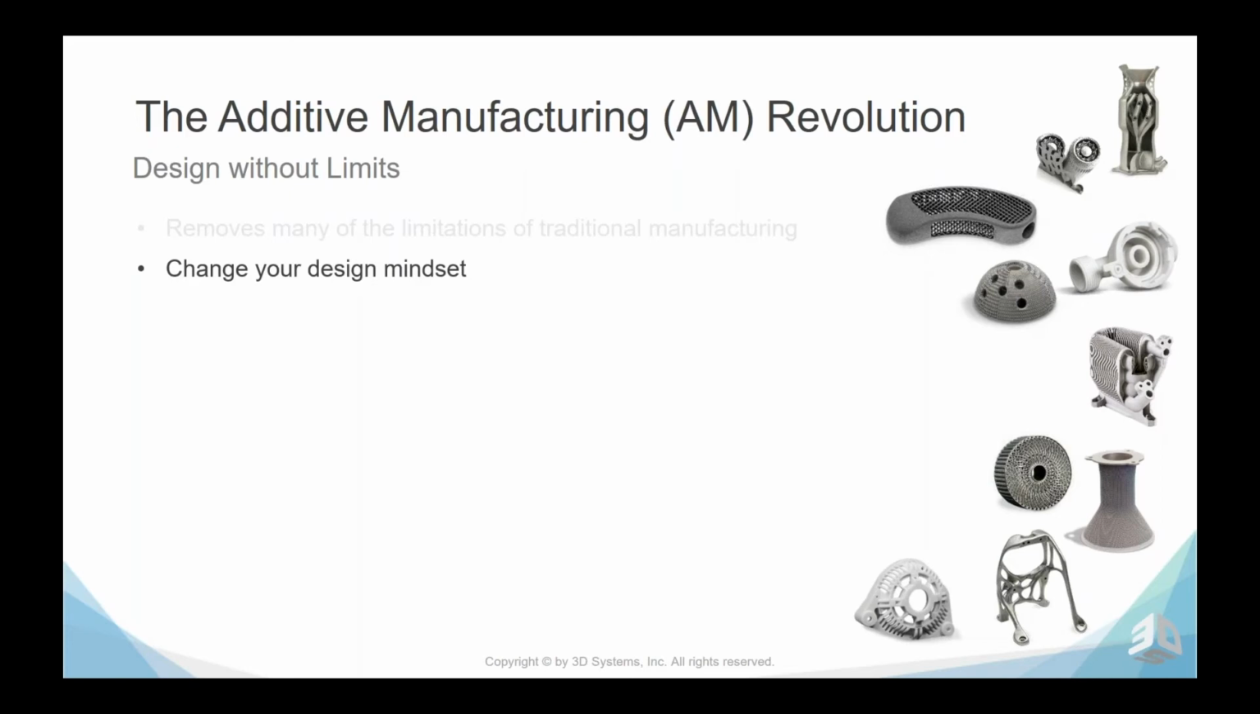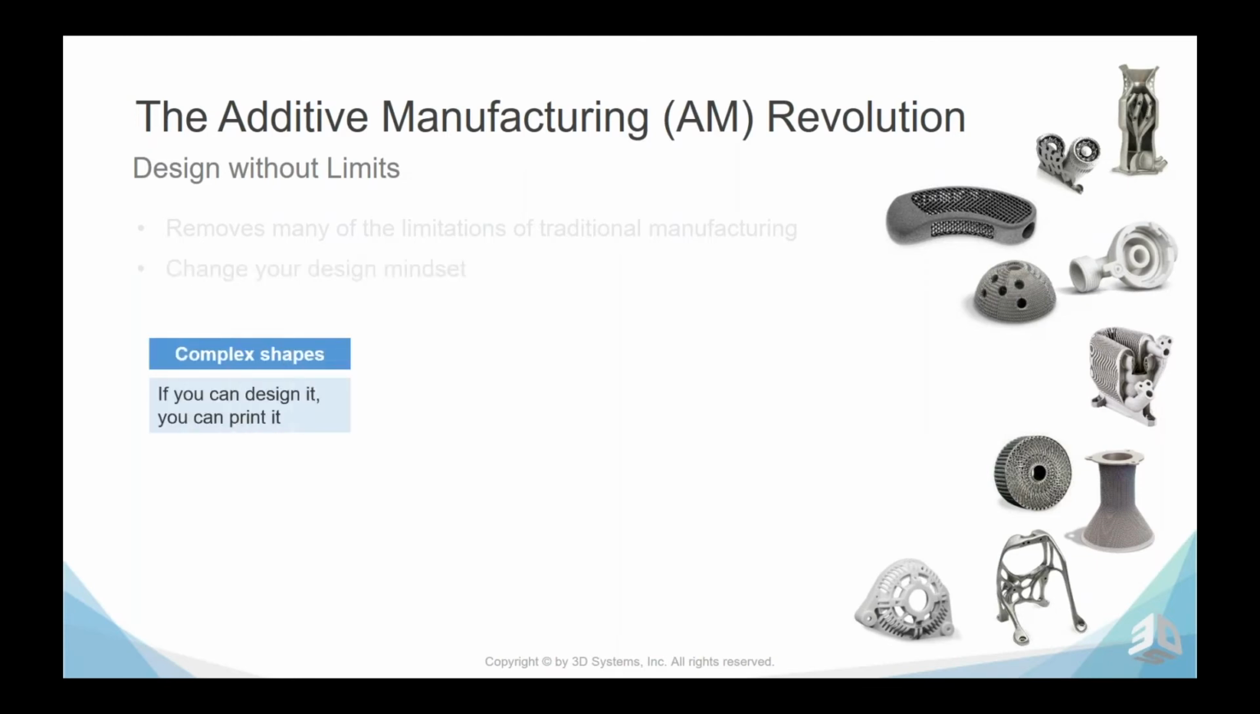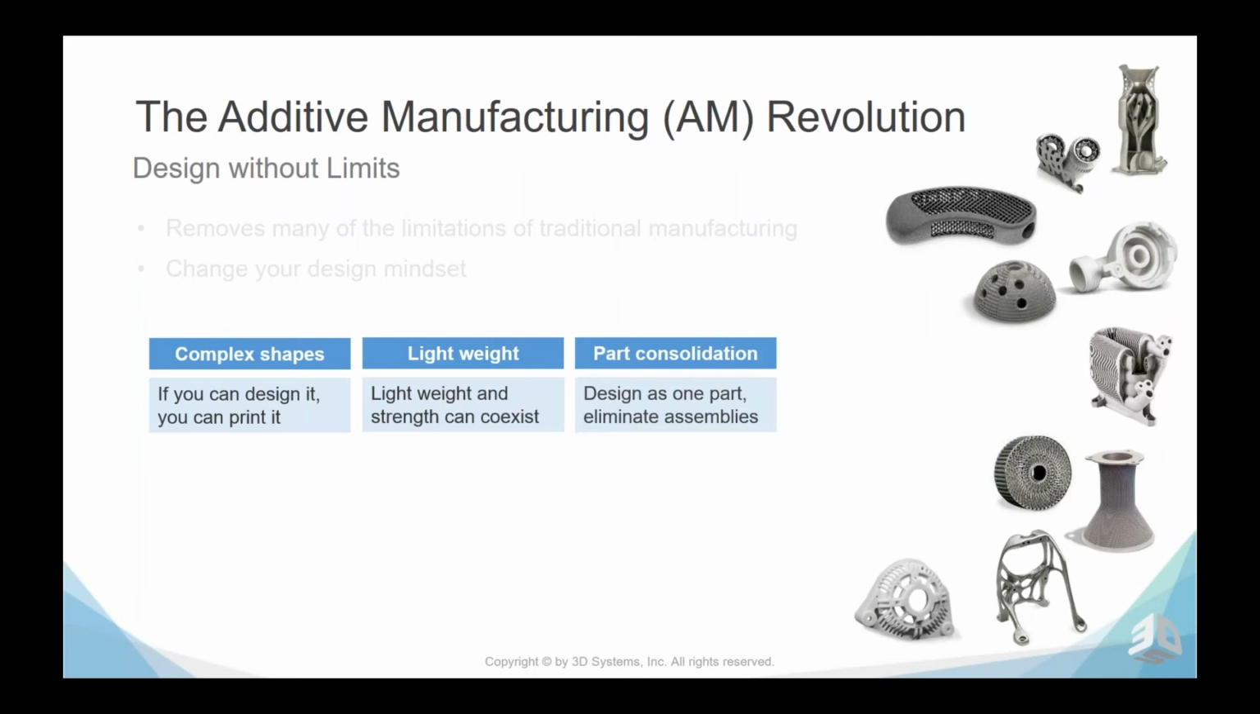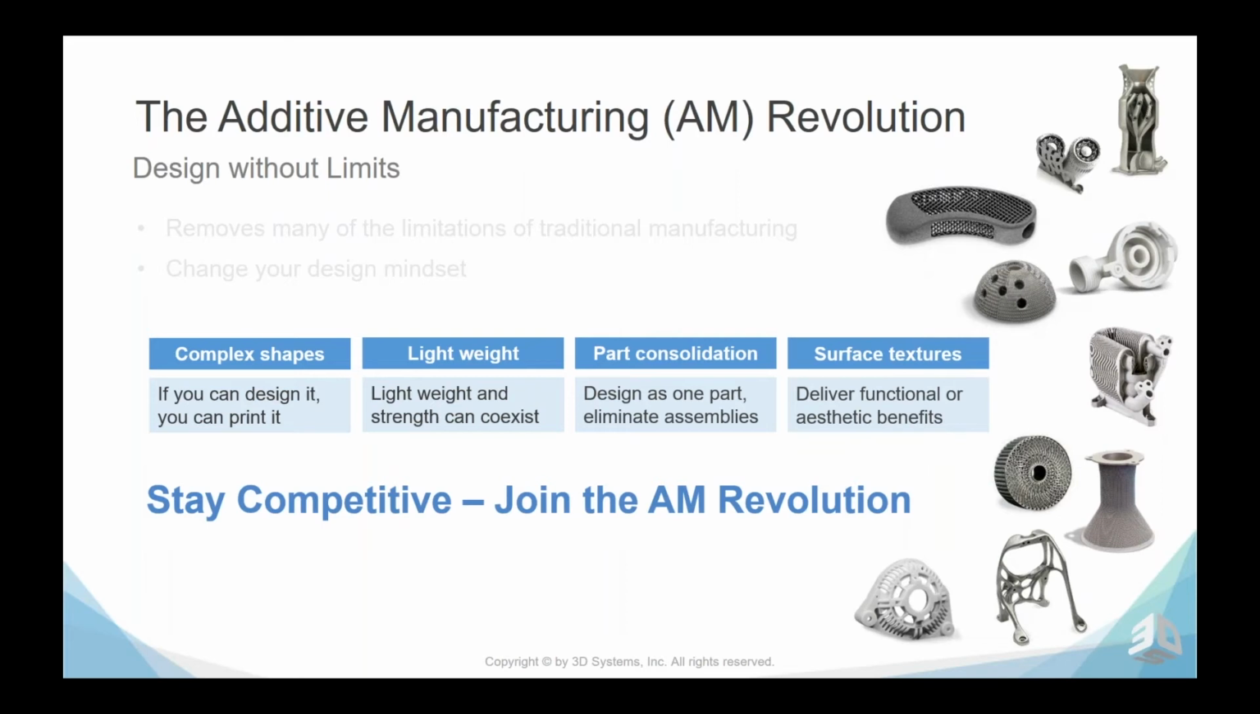And AM is a revolution because we must change our design mindset. On one hand, there are new opportunities regarding what is possible and what is not. And on the other hand, there are new considerations you should take into account when you design or when you prepare to print. So no matter if we are looking to produce complex geometries with enhanced functional properties, lightweight parts without compromising on strength, reduce the number of parts you need to assemble, or apply surface texture to deliver functional or aesthetic benefits, these are all examples of parts that cannot be produced using legacy techniques. Most important, supporting additive manufacturing is becoming a key element in your ability to be competitive in this market.